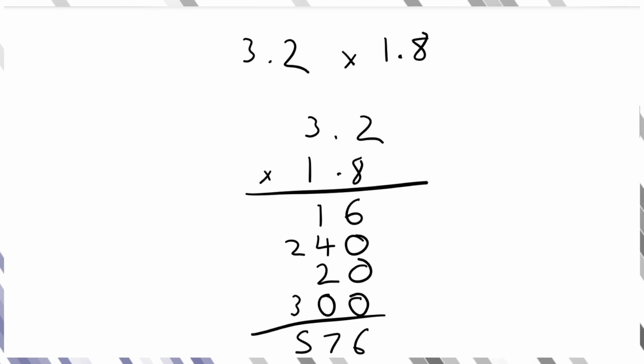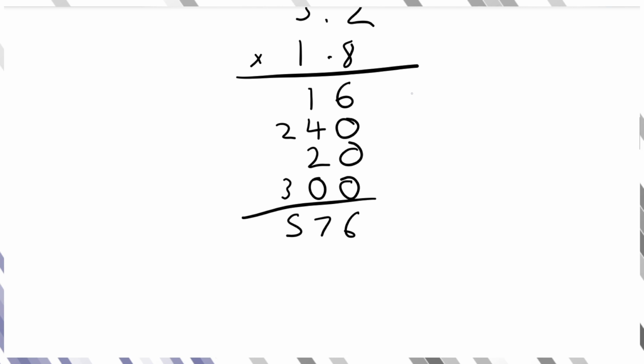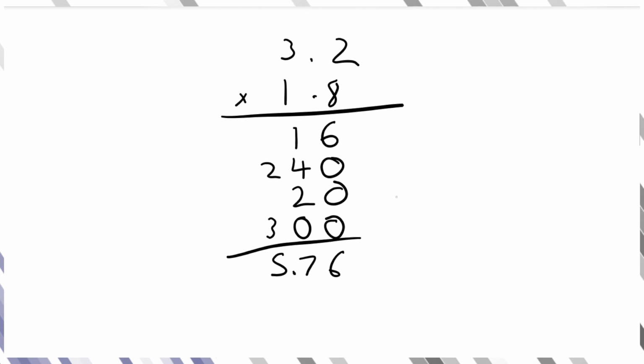Next, we count how many digits are behind a decimal point in the question. So that's that one and that one. They're on the right of a decimal point. There's 2 digits to the right of a decimal point in the question. That means there's going to be 2 digits to the right of the decimal point in the answer. So that would be, in our answer, the 6 and the 7. So that means that 3.2 times 1.8 is 5.76.